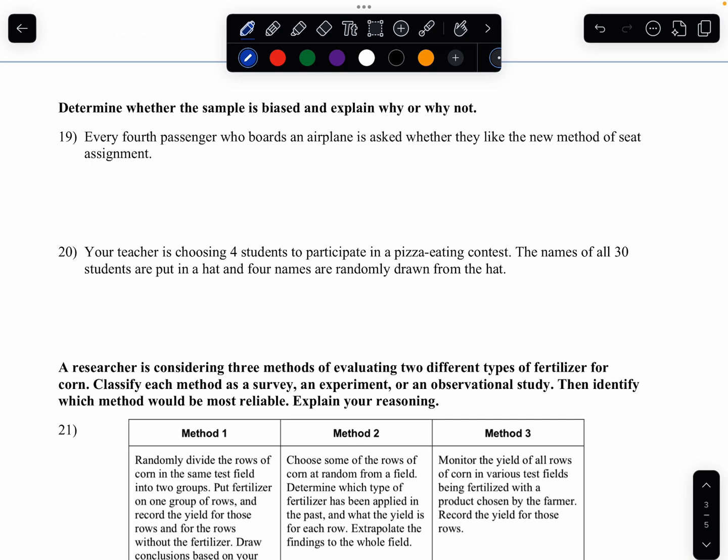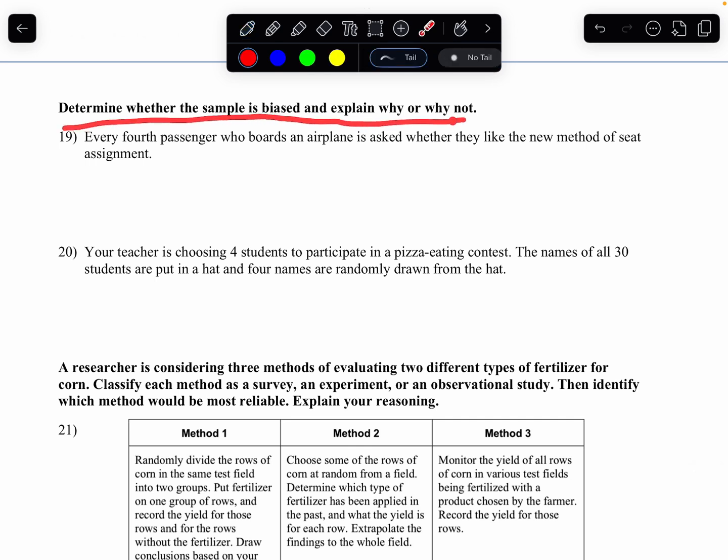19. Every fourth passenger. Determine whether the sample is biased and explain why or why not. Every fourth passenger who boards an airplane is asked whether they like the new method of seat assignment. So, it's systematic. I don't think we have to say that. Describe the sample. Determine whether the sample is biased. So, I would say no. The sample is representative.